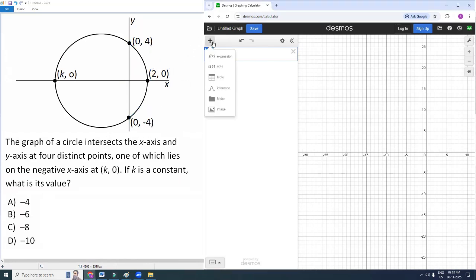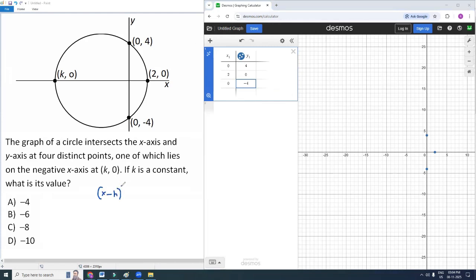Click on the plus sign, click on table. So the first point is 0, 4, and the second point is 2, 0, and the third point is 0, negative 4. And let's consider the equation of a circle in standard form, that is x negative h the whole square positive y negative k the whole square equals r square. This is the equation for a circle in standard form. It contains 3 unknown constants, h, k, and r.